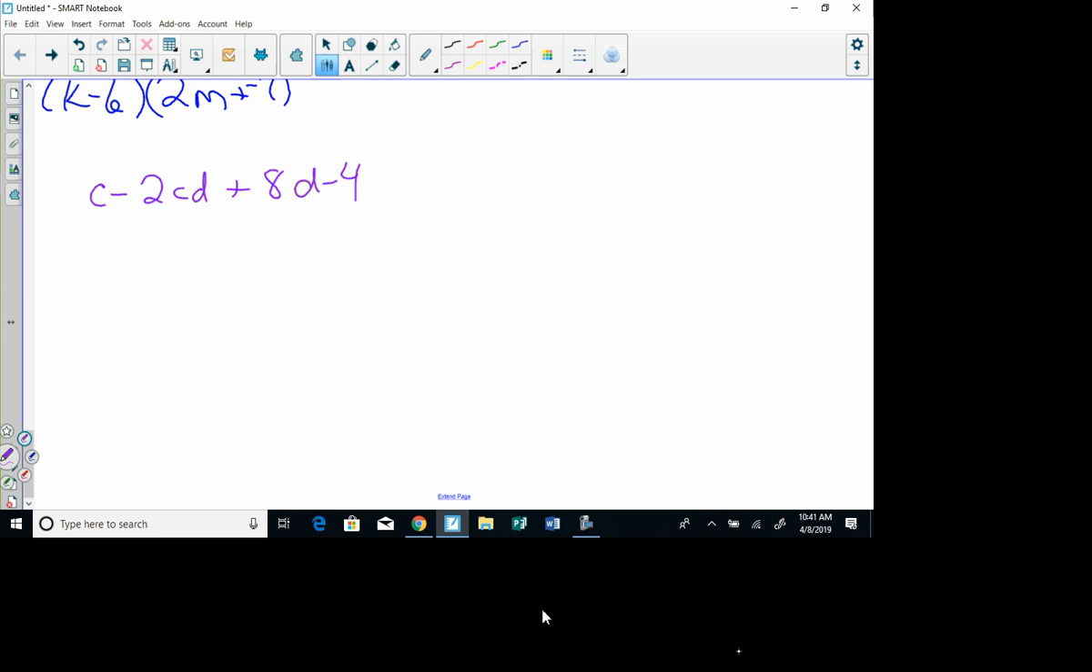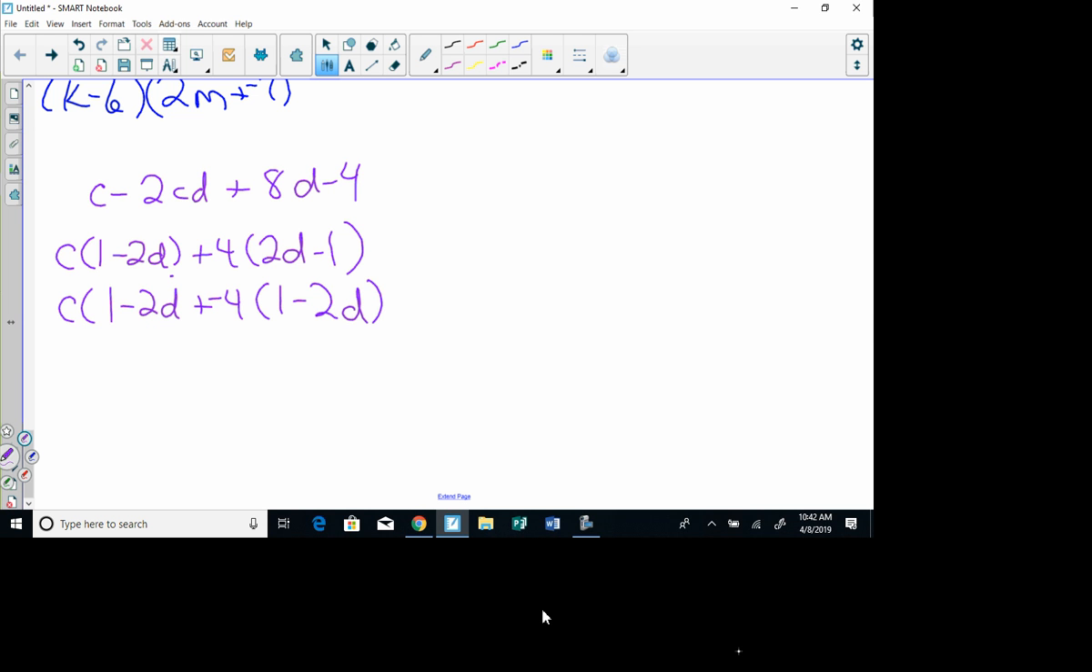All right, so C, they don't have anything in common, all four of them. So since there's four, I know I'm going to use factoring by grouping. I'm going to look at the first two. They both have C in common. C divided by C is 1, 1 minus 2D. Over here, they both have a 4, 2D minus 1. Now I want this switched, so I'm going to leave this 1 minus 2D. I'm going to factor out a negative 1, and I'm going to switch the order. They both have a 1 minus 2D. And then I have a C plus negative 4.